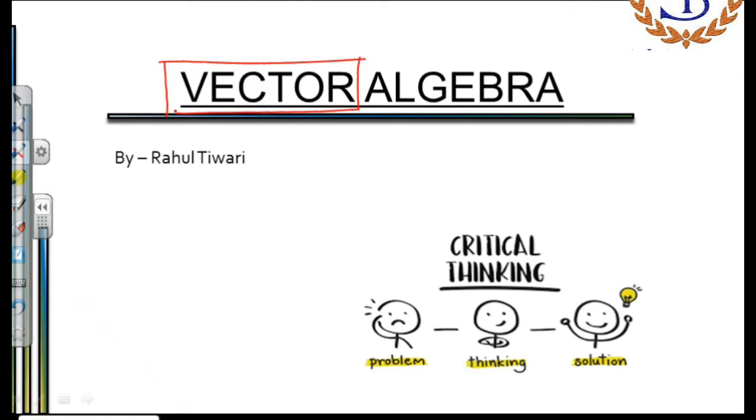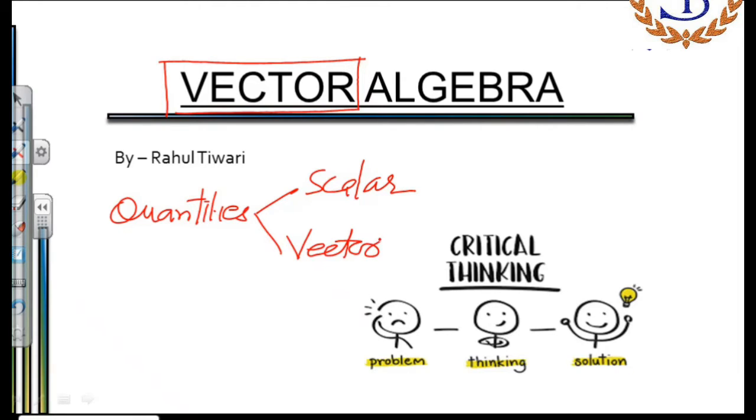Before this, we know that we have categorized all the quantities in two forms. One are scalar and another one are known as vectors. So what are scalars or what are vectors? Scalars are the quantities which are having only magnitude. It does not depend upon the directions.